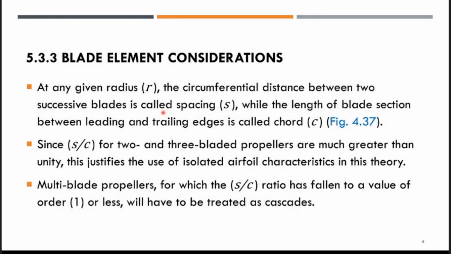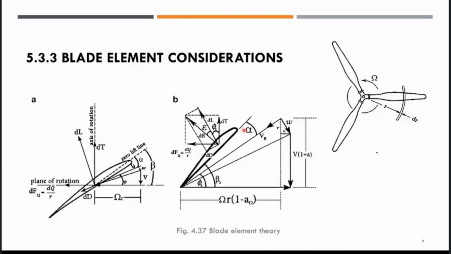At any given radius, we are going to look at figure 4.37 later on. At any given radius of the propeller, the circumferential distance between 2 successive blades is called spacing. So we have the radius of the propeller and the distance between blades, for example with 2 bladed or 3 bladed propellers, which we call spacing. The length of the blade section between the leading and trailing edge is called the chord. Let us quickly look at the picture here, figure 4.37.